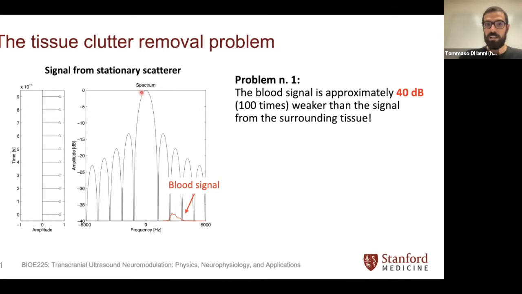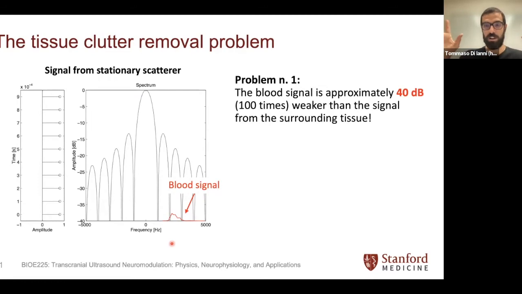But when the other components, the spurious components that you want to filter out, are so strong compared to the blood signal that you want to retain, obviously it's very hard to do that filtration process.